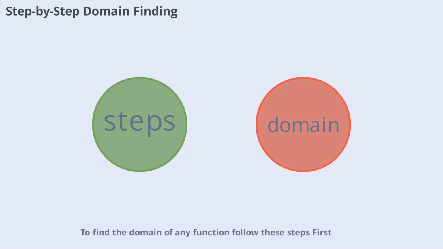To find the domain of any function, follow these steps. First, identify any denominators and set them not equal to 0. Second, look for any roots and set the expression under the root greater than or equal to 0. Third, solve all inequalities and combine the results. This systematic approach ensures you find the correct domain every time.